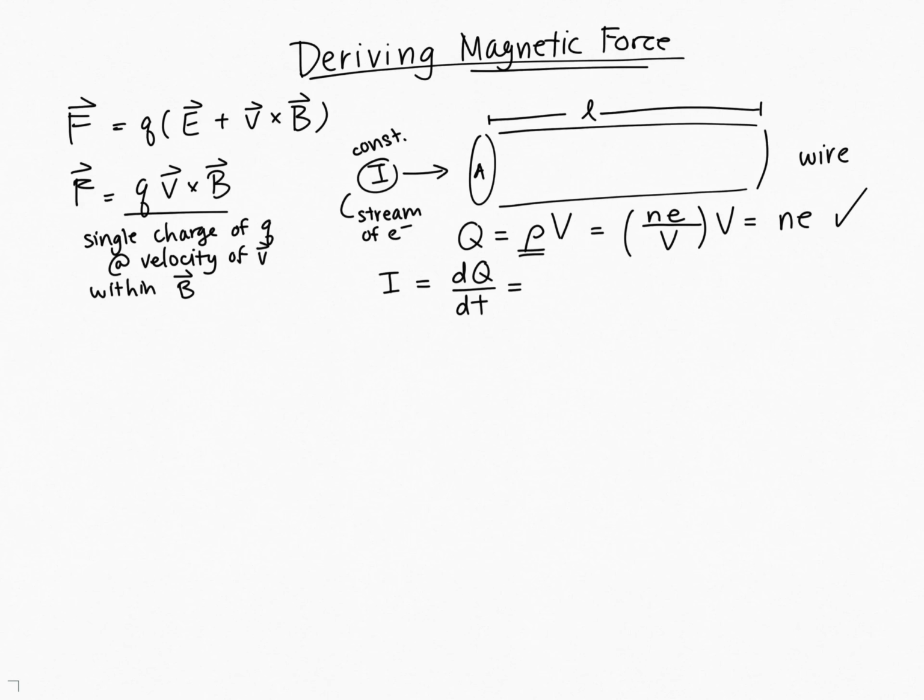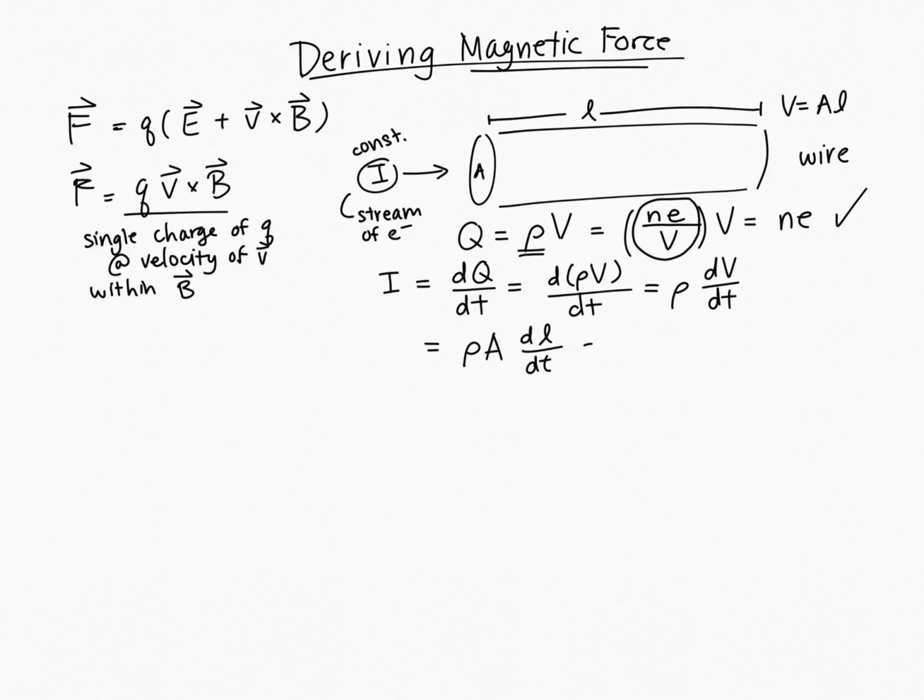Now, knowing what we know about Q, we can say this is really just the derivative of rho times V over dt. And since we know that rho here we said is going to be a constant, we can take it out to get dV over dt. And since we know that it's a wire, A is going to be constant throughout, or at least in this case we're going to assume that it's going to be constant. So we can also take that out to get rho times A times, and V, we say V is just A times L, times dL over dt.